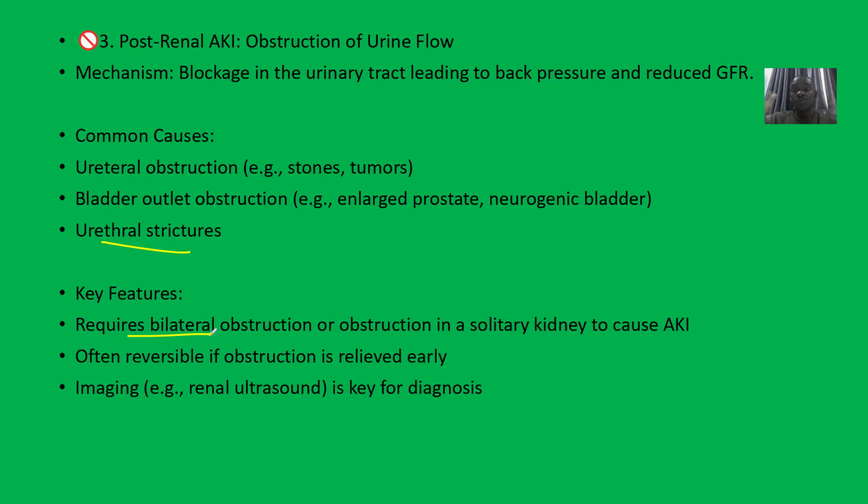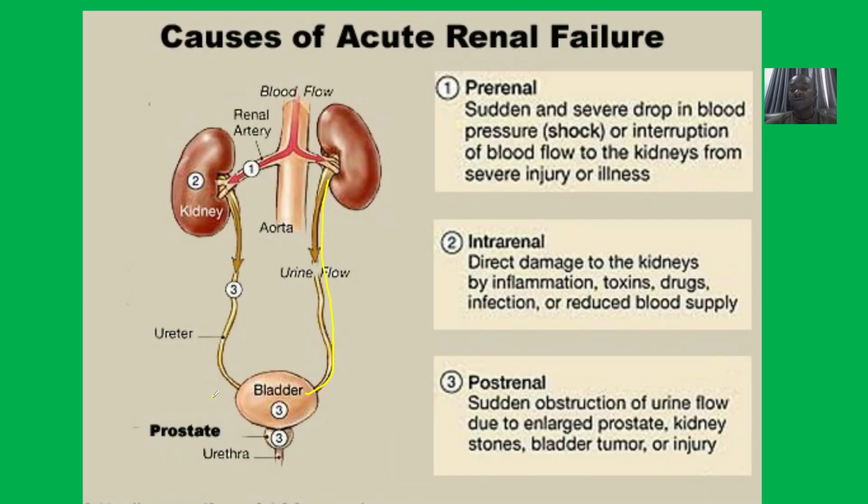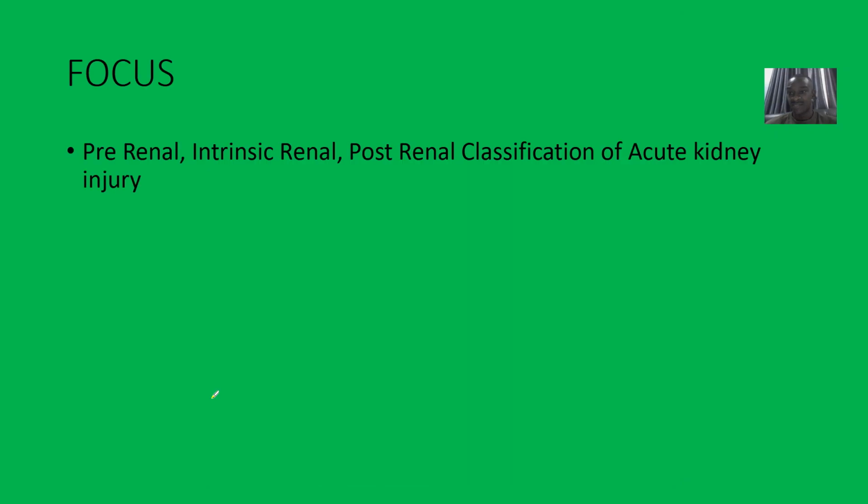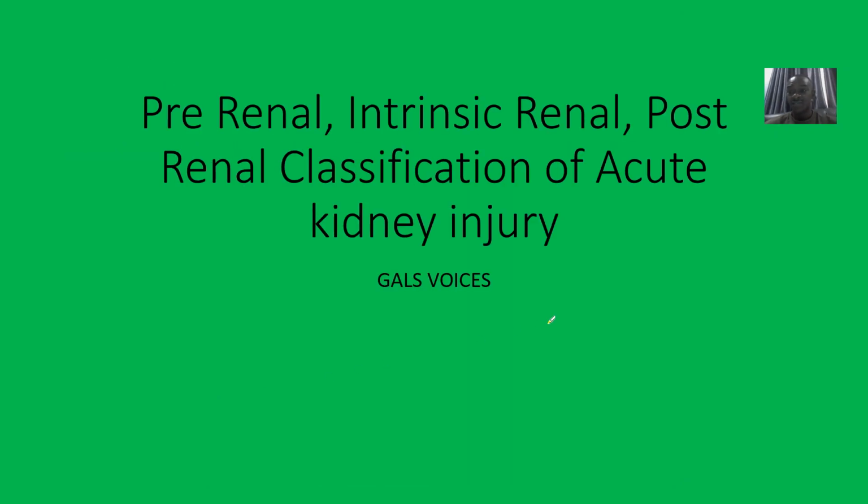Okay, so key features, it requires a bilateral obstruction to cause acute kidney injury. The obstruction must be on both sides for it to become an acute kidney injury. So it's often reversible if obstruction is relieved early. So in imaging, renal ultrasound is very key for you to now assess the anatomy of the kidney and confirm that this condition exists. So that's it for these classifications of acute kidney injuries.